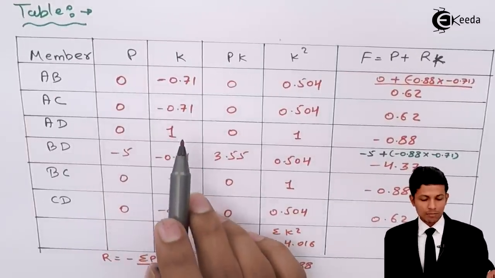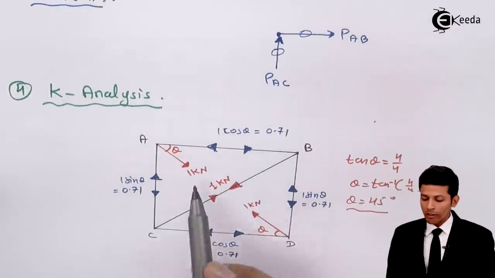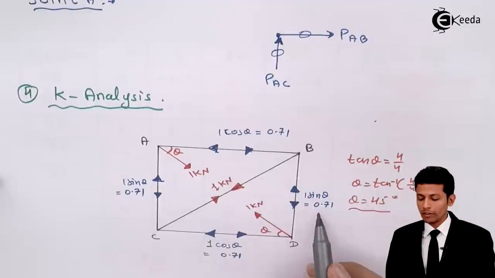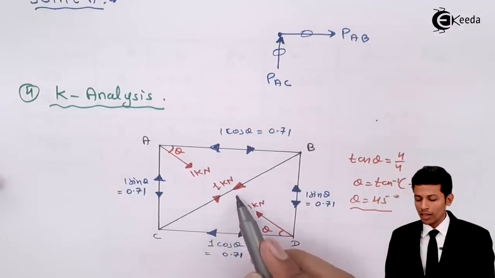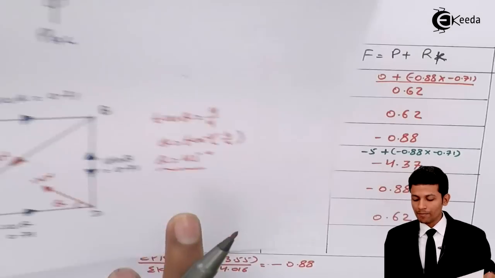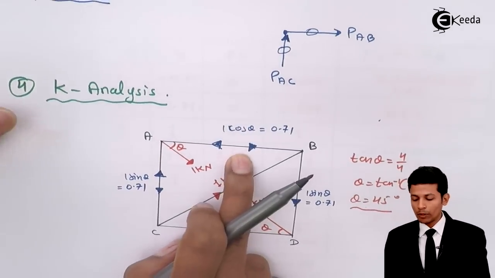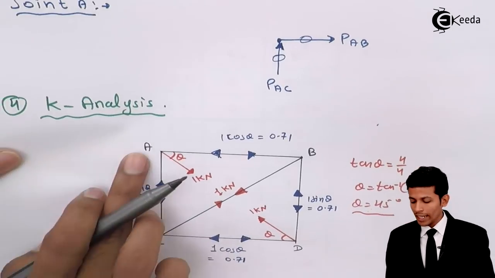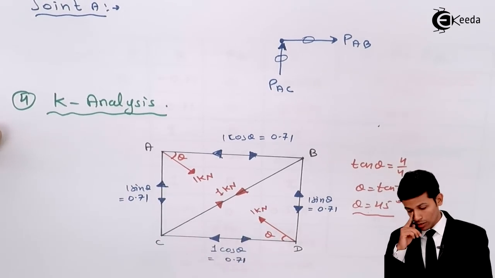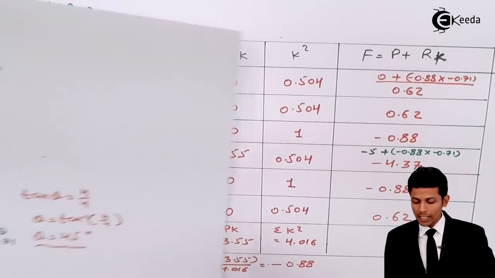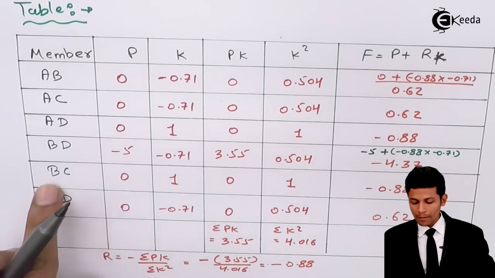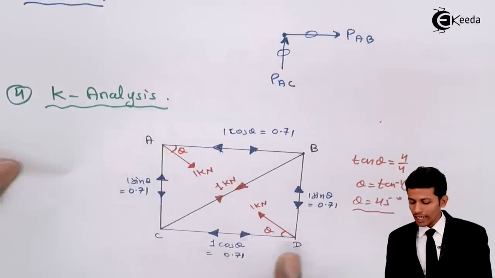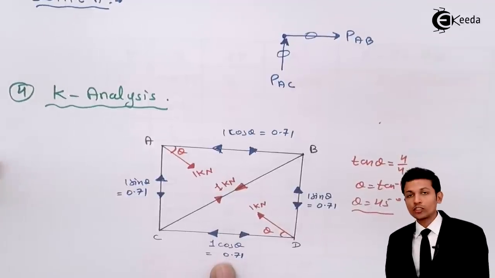Then it comes to K analysis. Two arrows are away from each other, compression, minus 0.71. Two arrows are kissing each other, tension, positive, 1 and 1. A and B will be minus 0.71. Then AC will be minus 0.71. Then AD will be 1 kilonewton, two arrows are kissing each other, 1 kilonewton. Then B and D minus 0.71. Then B and C, two arrows are kissing each other, tension, plus 1. Then C and D, two arrows are away from each other, means compression, minus 0.71.